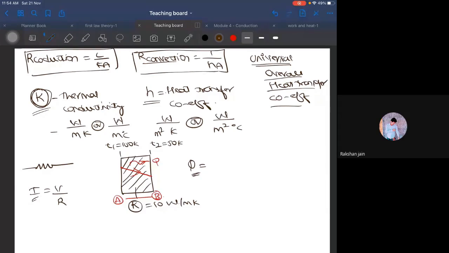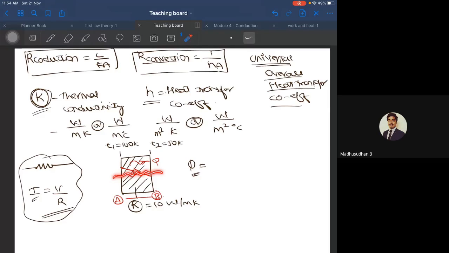Heat transfer into area. I want you to apply the electrical analogy. The same concept I want you to apply in heat transfer. Here the flow of charges is known as current. Here I want the flow of heat, that is your heat conducted value.